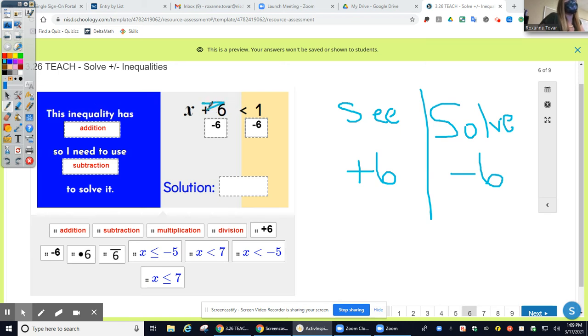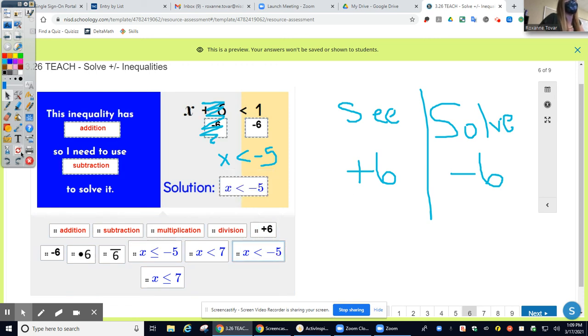The side of x is going to go away. 1 take away 6 is a -5. So here we want the inequality that x is less than, or sorry, just x is less than -5.